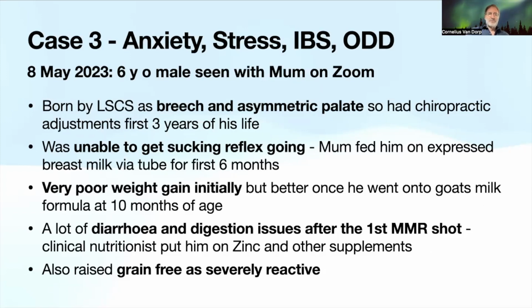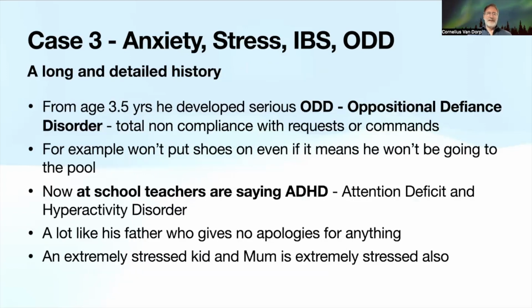And this little guy was born with cesarean section and had an asymmetric palate, so I was unable to get the sucking reflex going. He had all sorts of problems initially, very poor weight gain, a lot of diarrhea and digestion issues after the first MMR shot, very sensitive to grains and lectins. And then from 3.5 years, he developed serious ODD, oppositional defiant disorder.